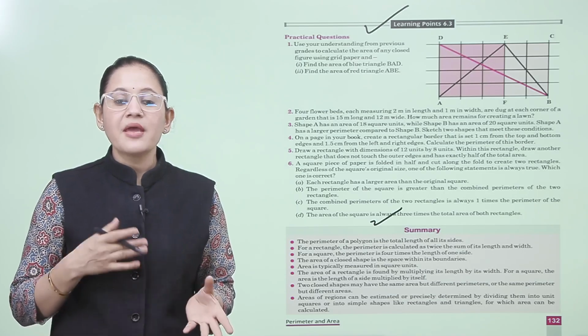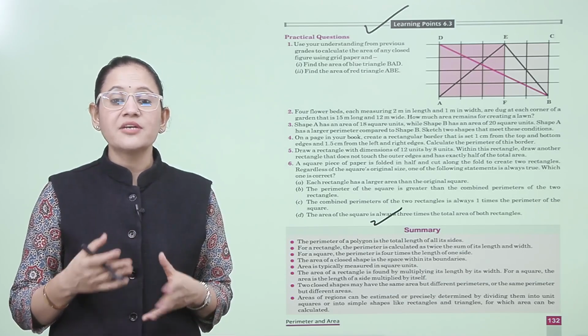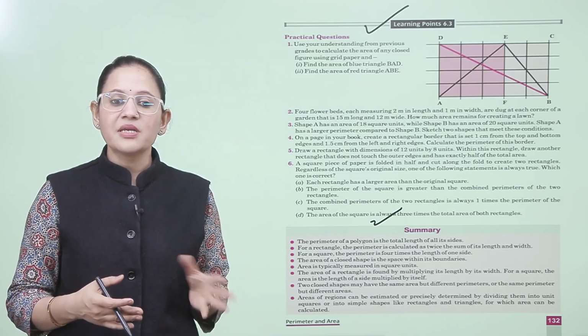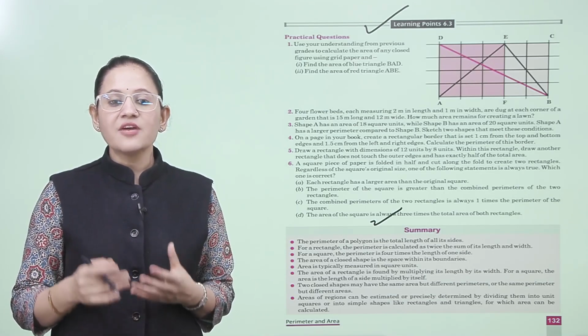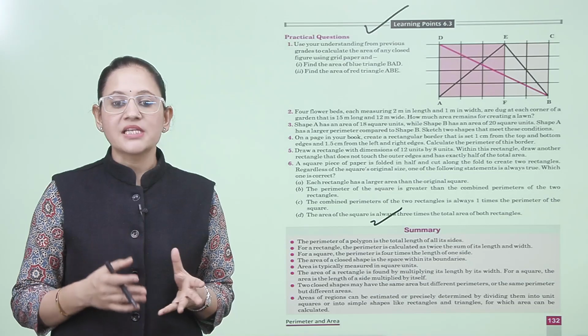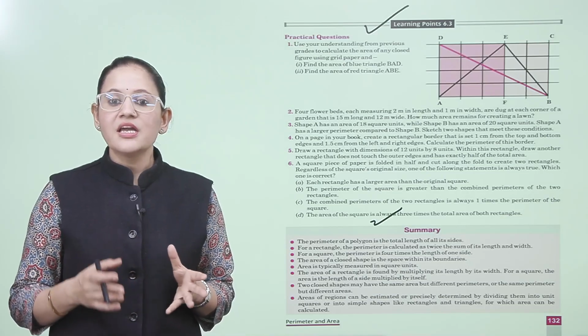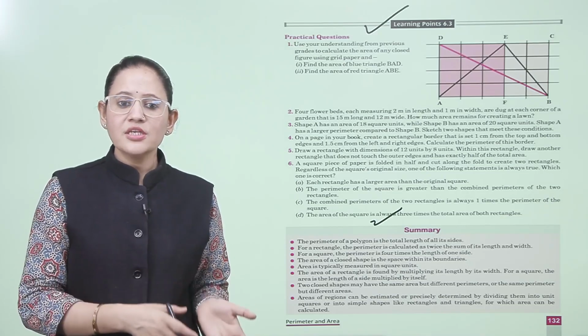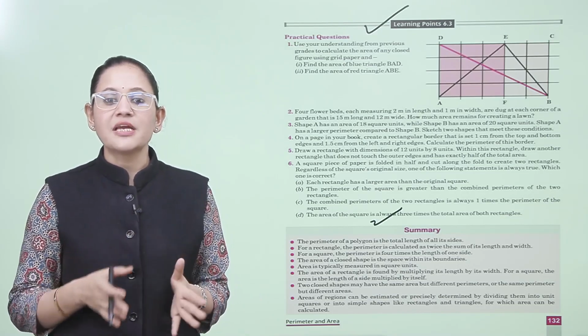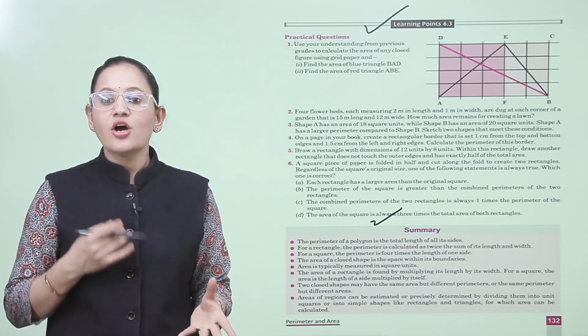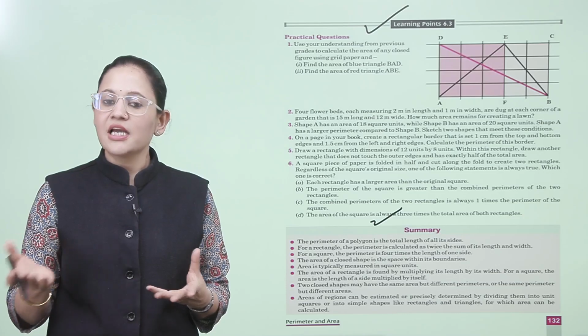Two closed shapes may have the same area but different perimeters, or the same perimeter but different areas. The area of a region can be estimated or precisely determined by dividing it into unit squares or into simple shapes like rectangles or triangles, for which the area can be calculated.